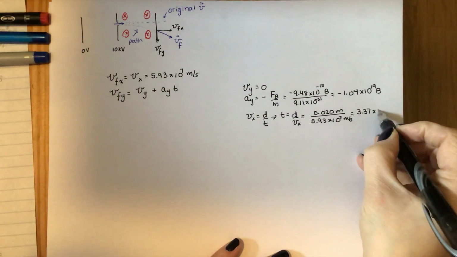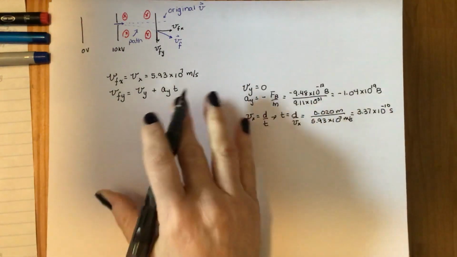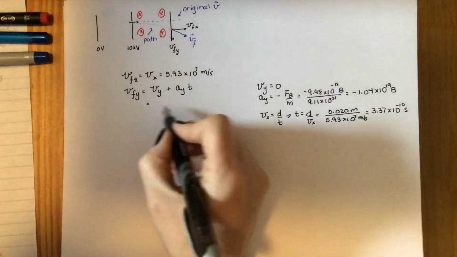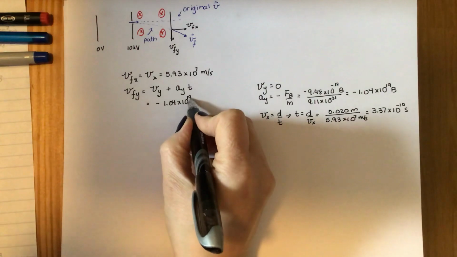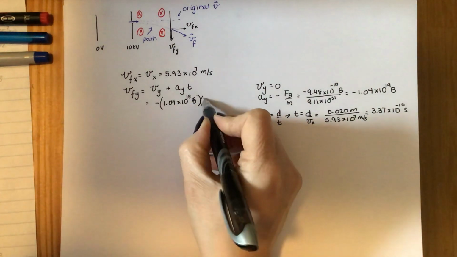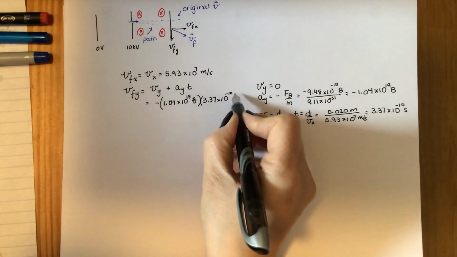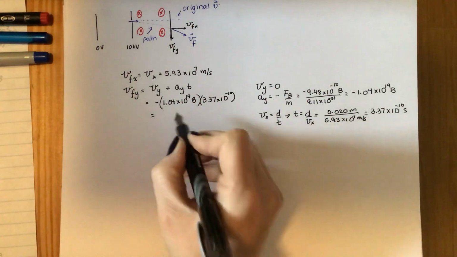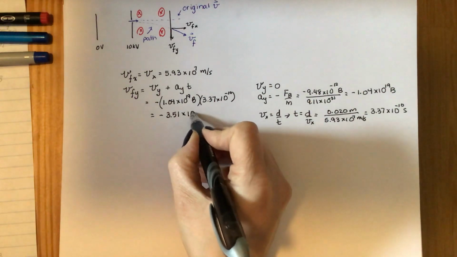Okay, so now there's everything that goes in our y equation. So we've got 0 plus minus 1.04 times 10 to the 19 times B. Remember, we still don't know B. Multiply by our time, 3.37 times 10 to the minus 10 seconds, gives us a final y component of the velocity of minus 3.51 times 10 to the minus 9 B. And that's going to be in meters per second, of course.